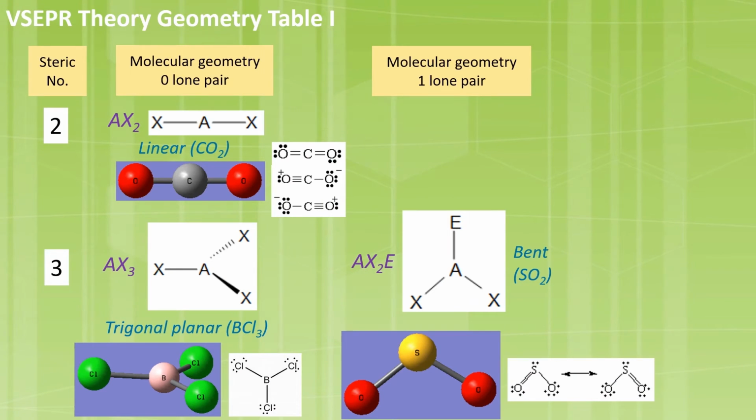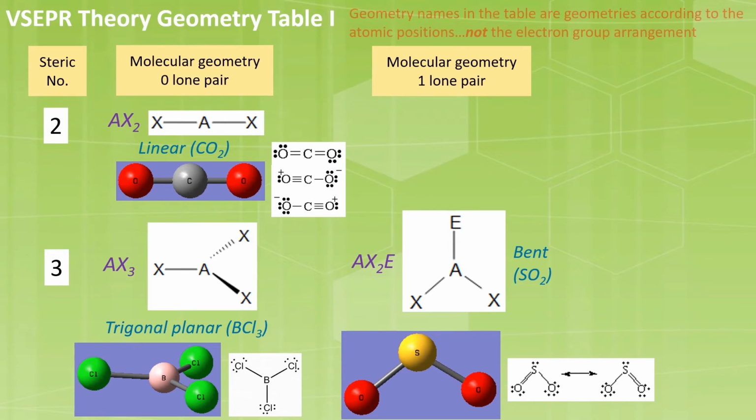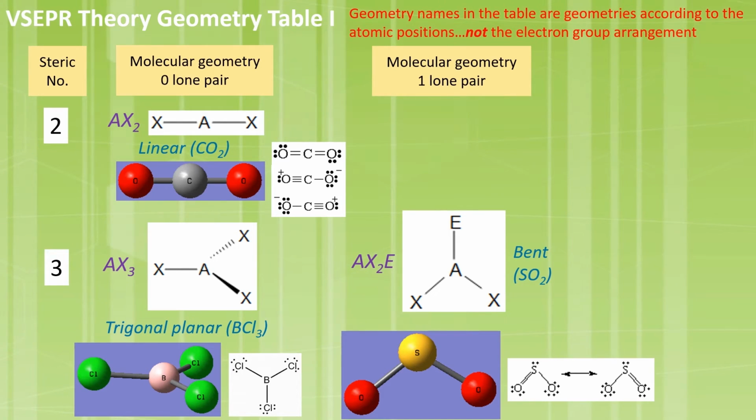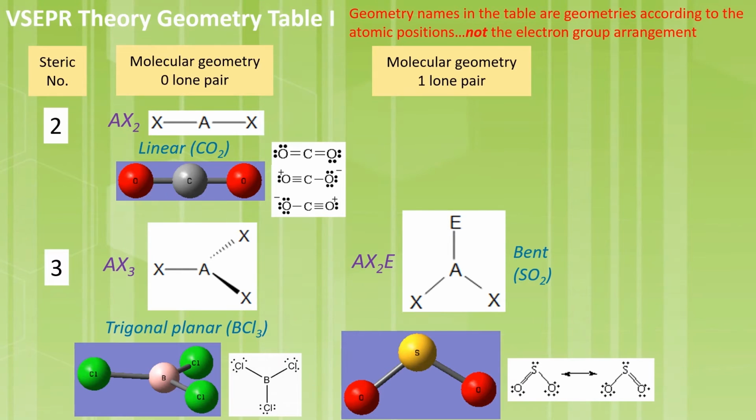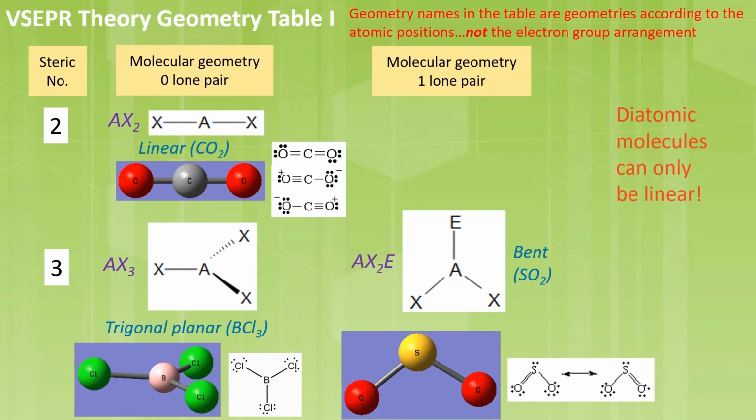So at this point, we can now generate a table expanding our repertoire of molecules and shapes. The geometry names in the table are geometries according to the atomic positions, not the electron group arrangement. And notice, there's nothing here about the diatomic molecules. There isn't really anything to say, actually, because diatomic molecules can only be linear.